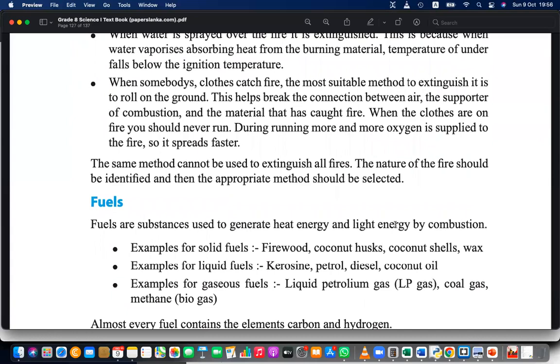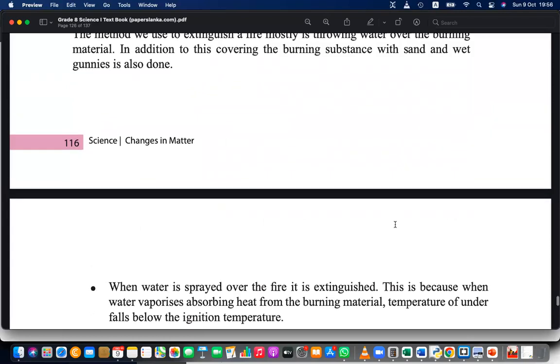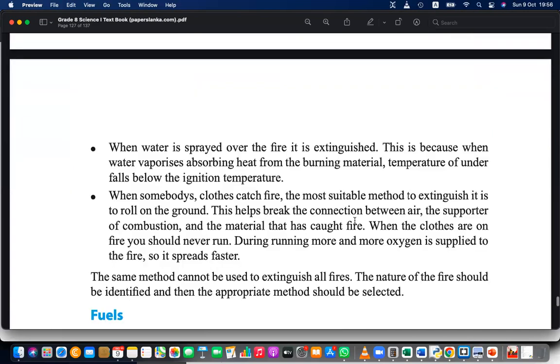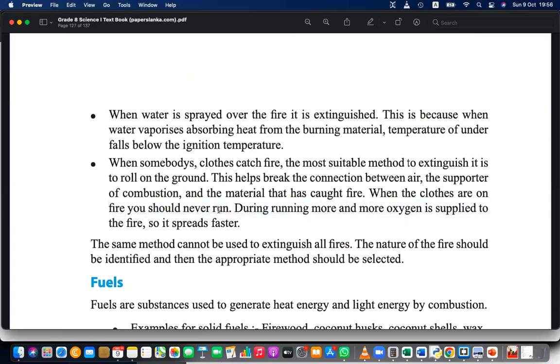So these are some things you can think of when you see a fire. One thing is you can reduce the temperature, as we have discussed. Also, for example, when clothing catches fire, the most suitable thing is to stay calm without running, and roll on the ground. This helps to break the connection with the air.